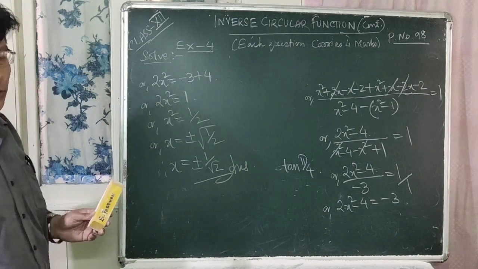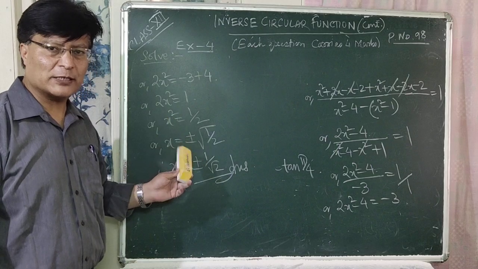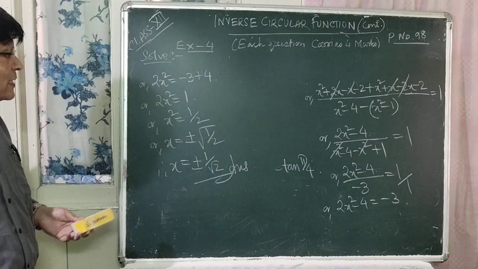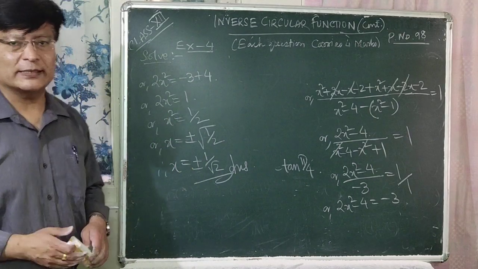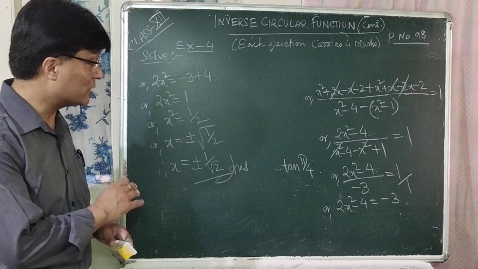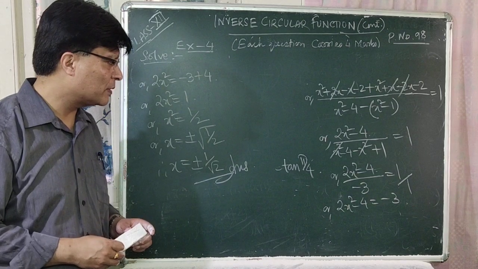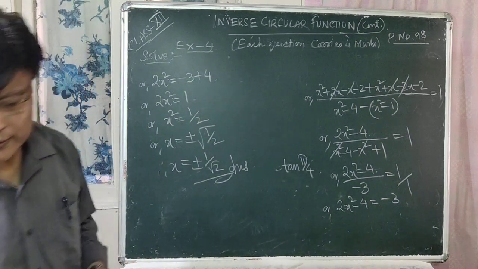You don't have square root of 2. You have to keep it as it is. That is plus minus 1 by root 2. That is what is the answer here? X is equal to plus minus 1 by root 2. Understood? So you can copy it. So we'll do the next question.